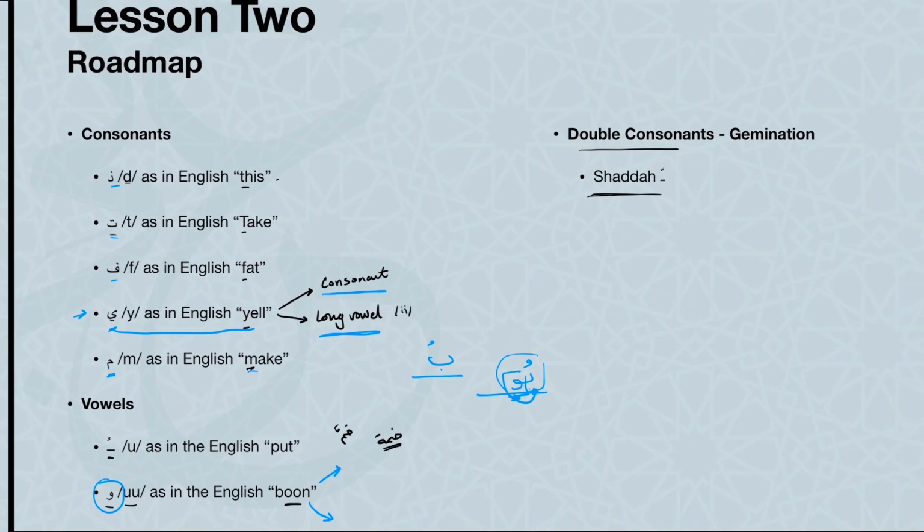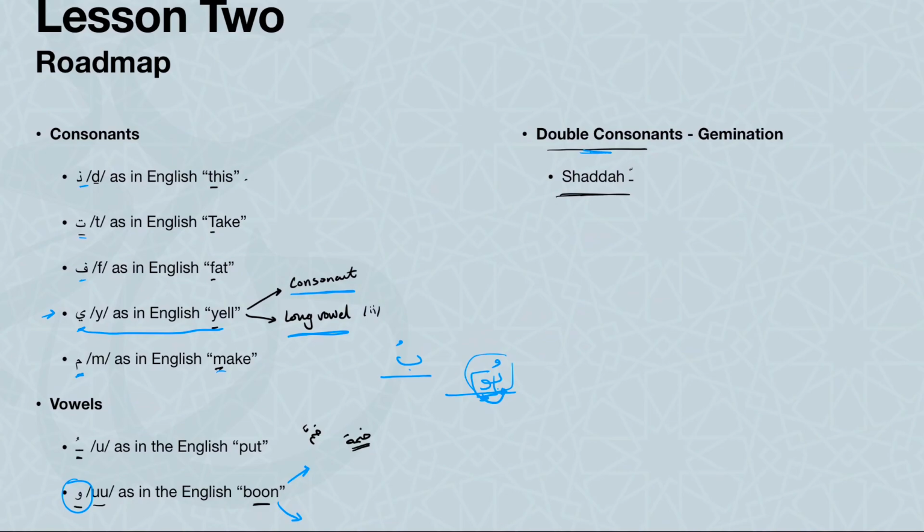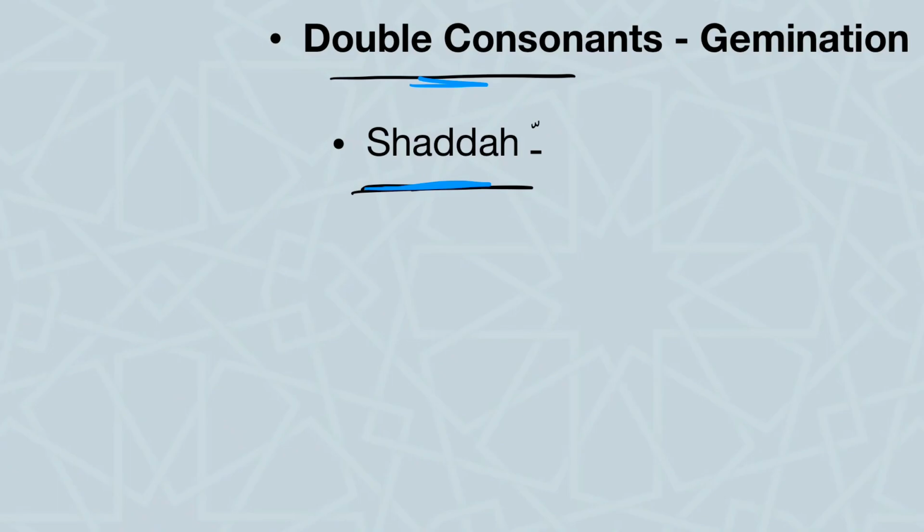And also we've learned something very important, which is called the double consonants. Basically, double consonants are like the long vowels, but when it comes to consonants. And we mark it with something we call shadda. Basically, it's written like this. And ironically, even the word shadda has a shadda.